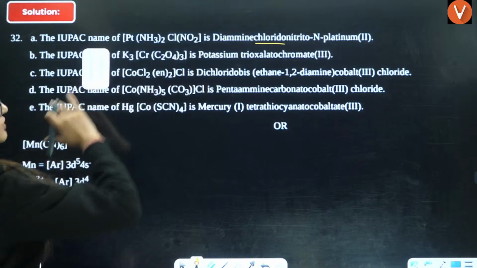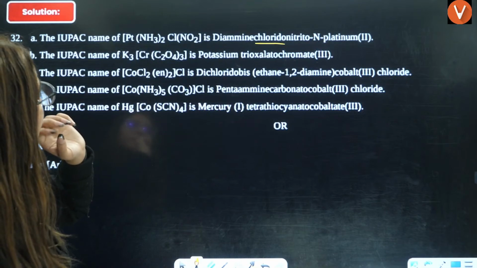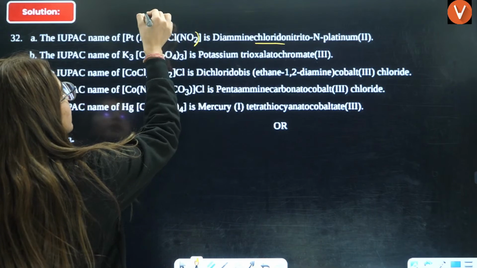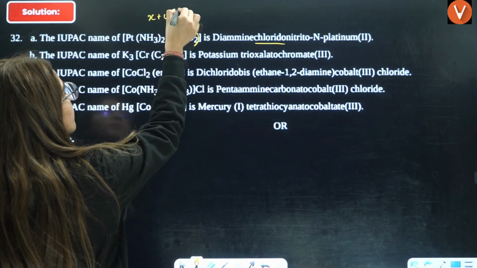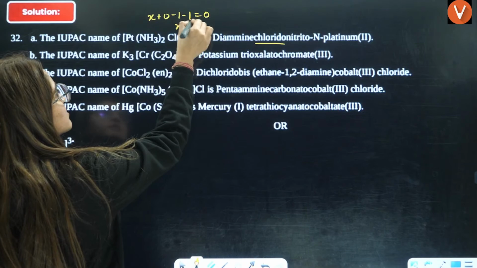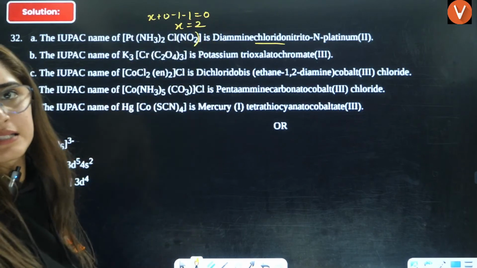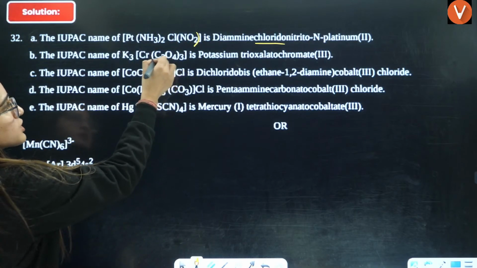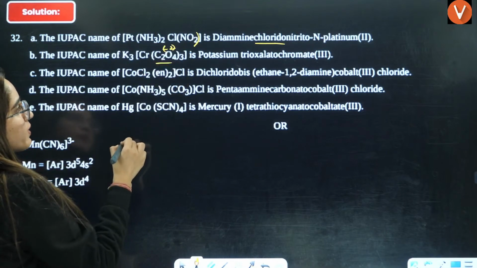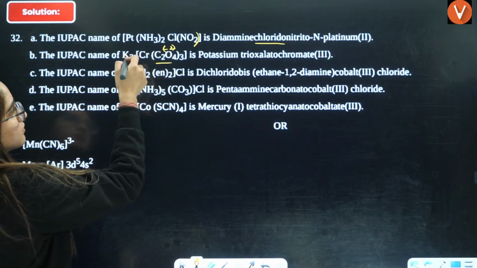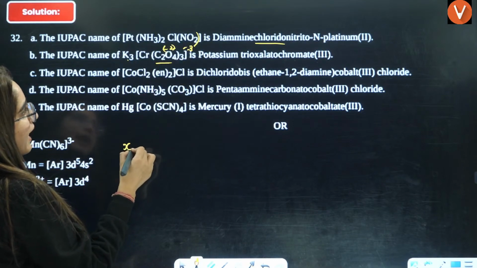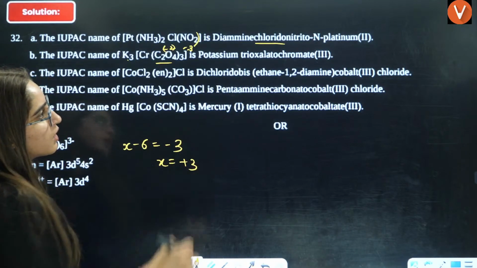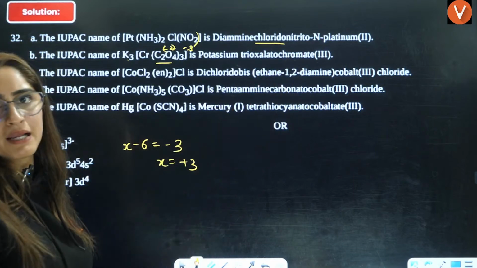Okay? So here it is going to be, wait a minute. There is 1 NO2, right? 1 NO2. Okay. So x plus 0 minus 1 is equal to 0. x is equal to 2. Okay. So the answer is x is equal to 2. What about this one? Here it is minus 2. So it is going to be x. This is 3. So it should be minus 3. So it will be x minus 6 is equal to minus 3. x is equal to plus 3. Okay. So here it will be plus 3.